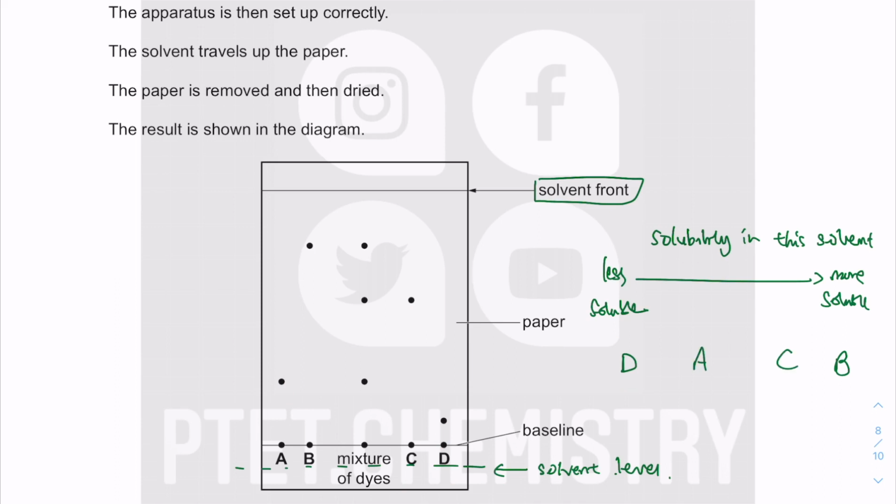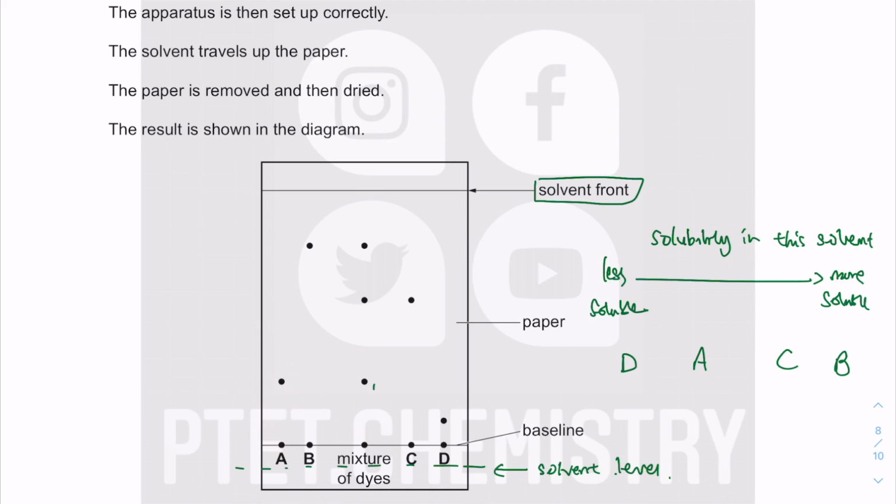So I hope you can appreciate that how far they move depends on how soluble they are in the particular solvent. Now you have the mixture of dyes. I hope you can see that that corresponds to A. They have the same RF value. The distance moved from the baseline, from here to here, divided by the distance from the baseline to the solvent front, will be equal to the RF value of A.